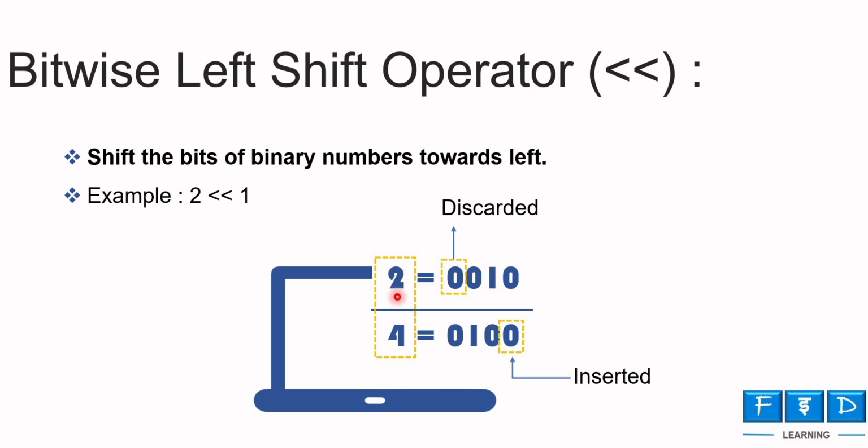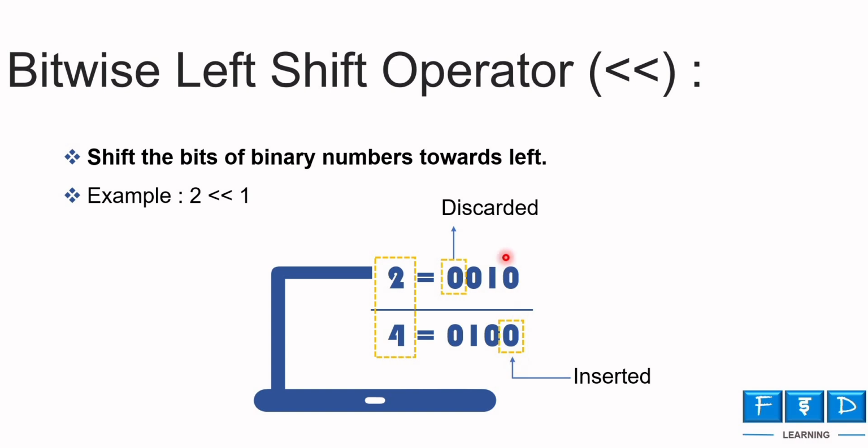So here 2 is a decimal number and the binary representation of 2 is 0010. Here we have to shift each bit one position to the left. During the left shift operator, the first bit or the most significant bit is discarded, and then the second bit will shift here, the third bit will shift here, and the fourth bit will shift here. And the last bit or least significant bit becomes vacant, and the vacant bit is filled with 0. So here we have to insert 0.